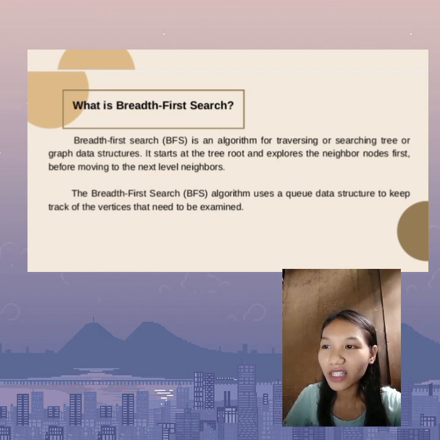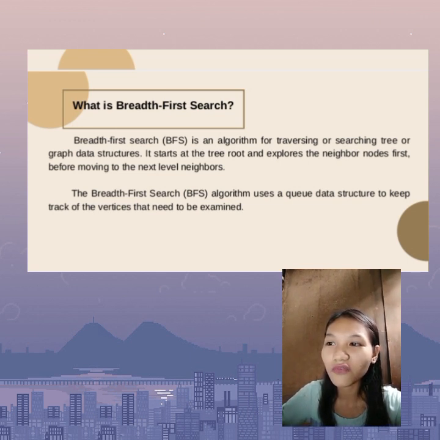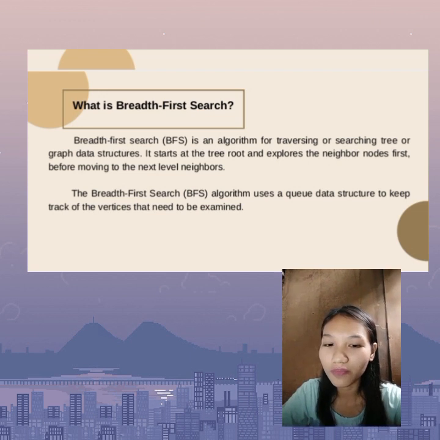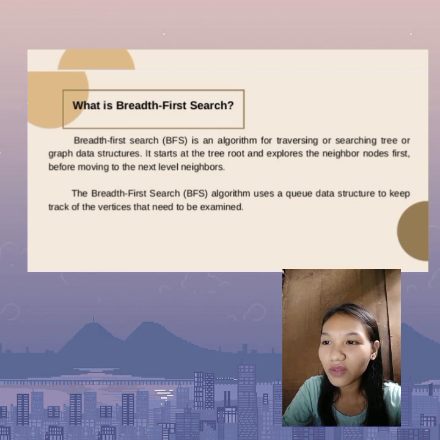The breadth first search, or BFS, algorithm uses a queue data structure to keep track of the vertices that need to be examined. It follows the FIFO principle, or the first in, first out principle, where the element that is inserted first is the first one to be removed. BFS uses a queue to keep track of the nodes to be explored. It enqueues the root node and then dequeues.